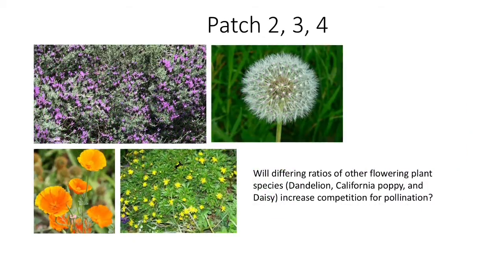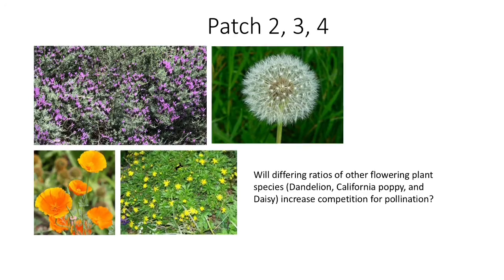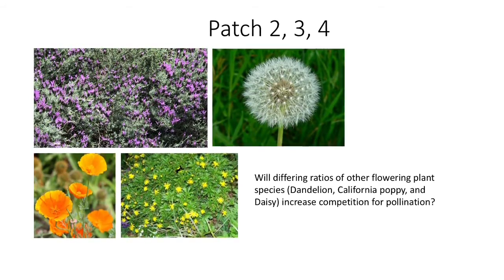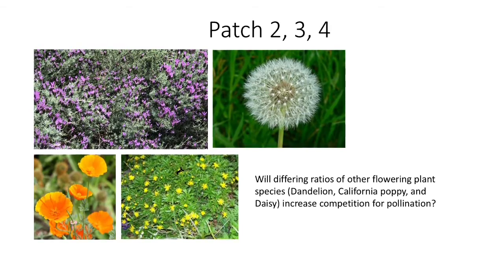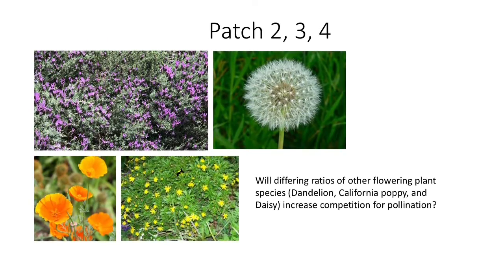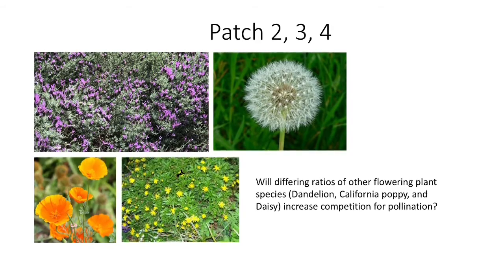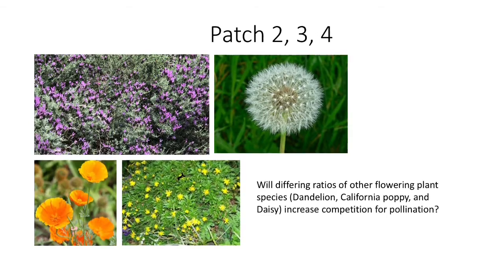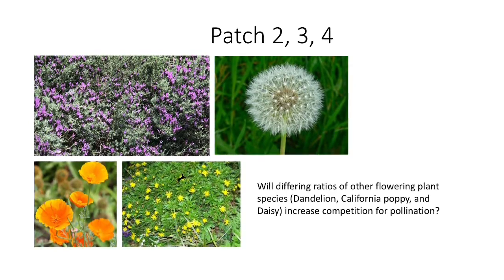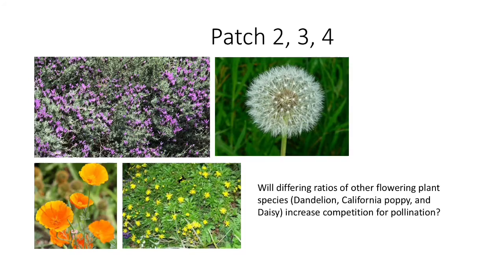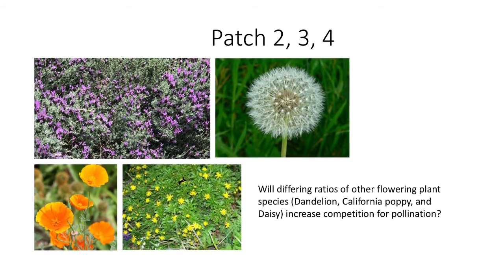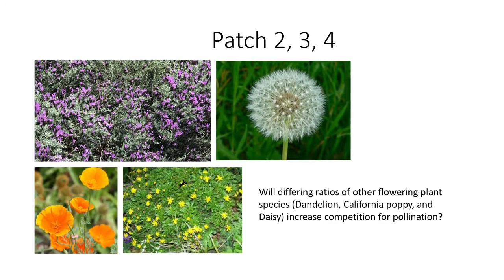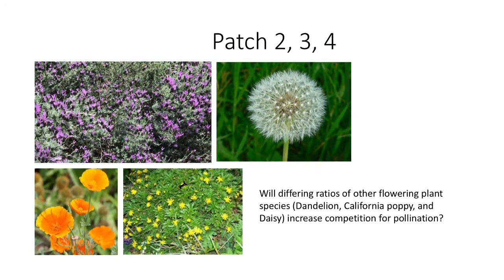In patches 2, 3, and 4, we will plant differing ratios of flowering plants with lavender in the presence of bees. These additional flowering plants include the California poppy, dandelion, and daisy. This will test if bees have a preference for lavender or not, and if interspecific competition between lavender, dandelions, California poppies, and daisies increases. By having multiple patches of varying ratios of flowers, we will be able to clearly measure if competition is increasing or not.